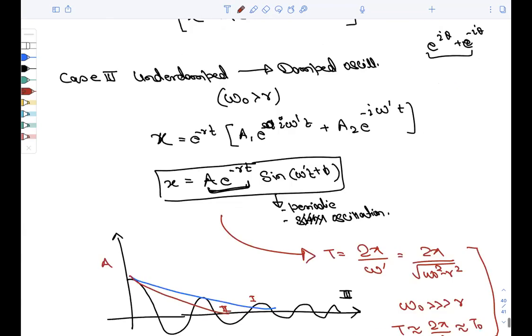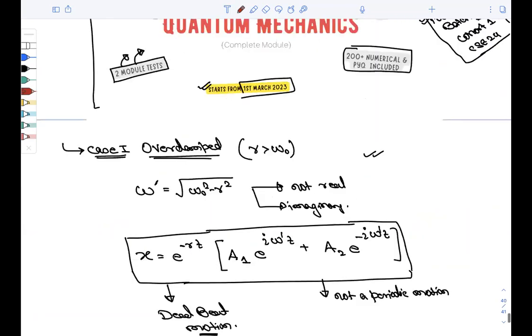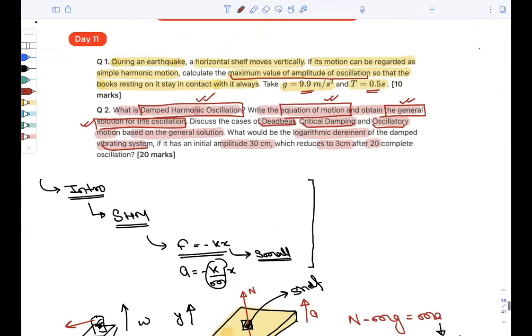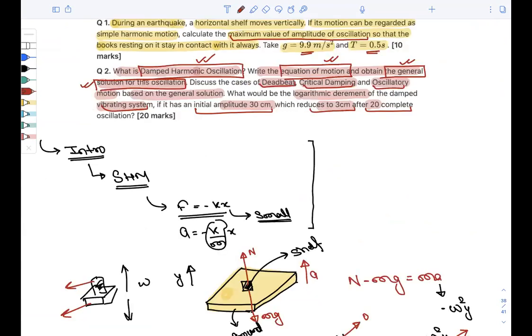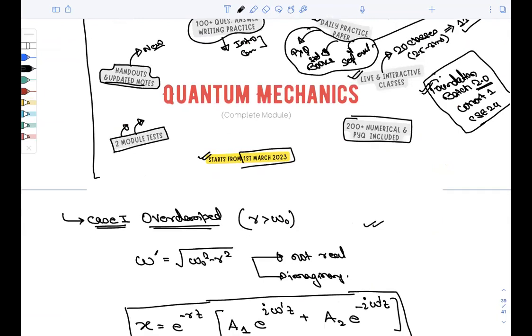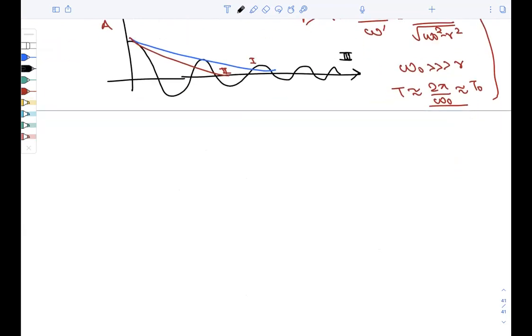Okay, now let us talk about the next part, which is basically the initial amplitude of 30 centimeter, and after 20 oscillations 3 centimeter. We know the formula, we directly apply it. That is lambda equals 1 by the number of oscillations times ln of a naught by a dash. We put in the values given in the question, it's simple.